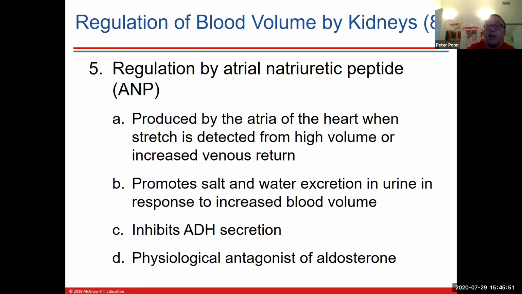ANP, I already told you, when the atria overfill, they release ANP, and ANP gets your kidneys to pump out salt and water.